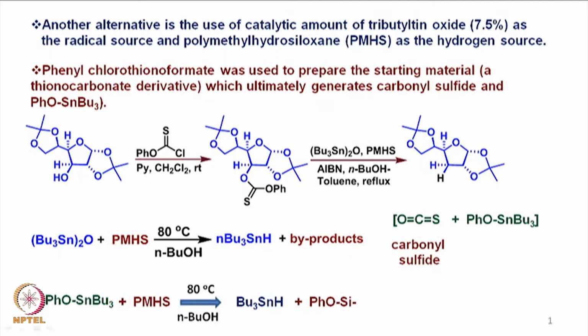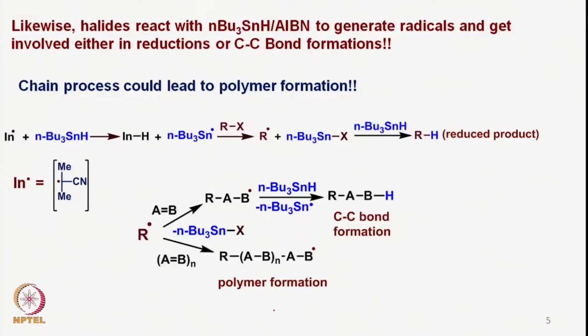Now likewise halides also react with tributyltin hydride and AIBN to generate radicals and get involved either in reductions or CC bond formations. Now this chain process could lead to polymer formation. Since we are discussing radical based reactions and reductions, at the same time it is possible that we can look at the CC bond formation using radical based chemistry.